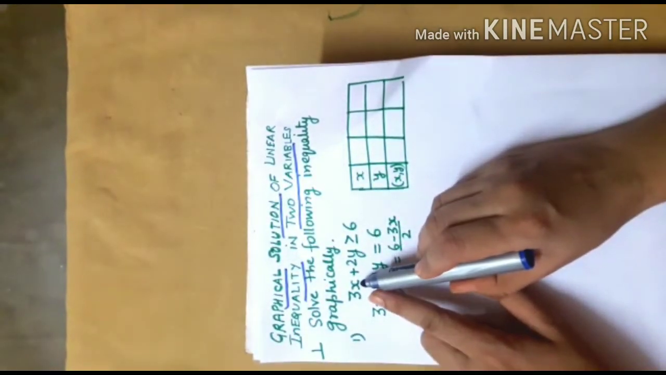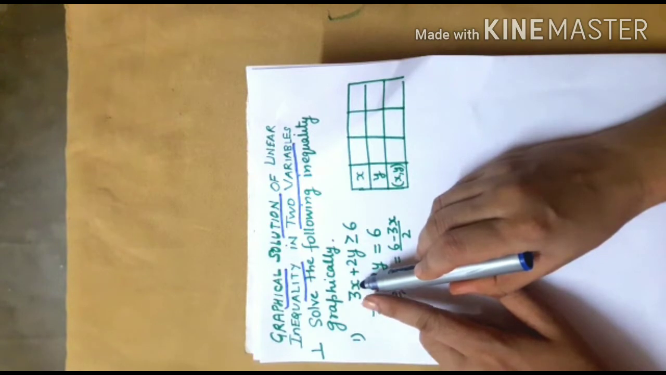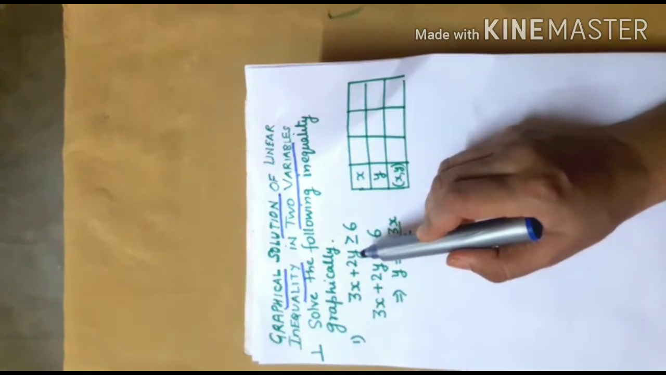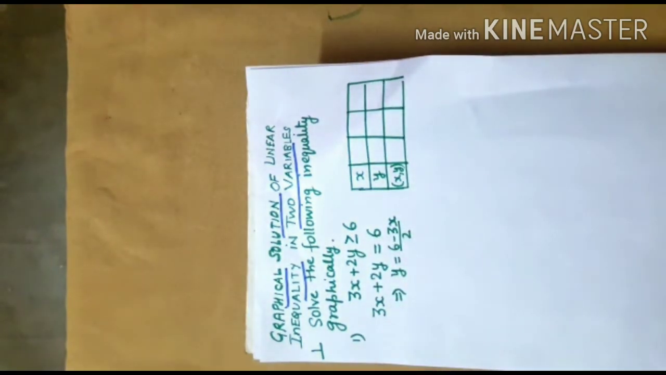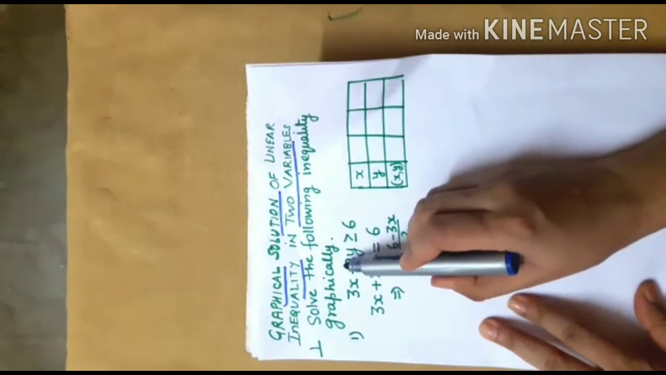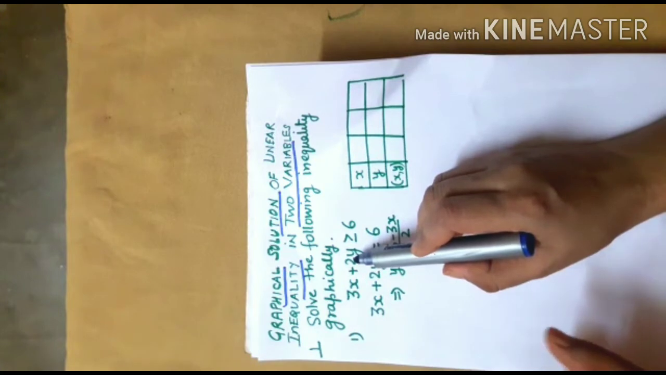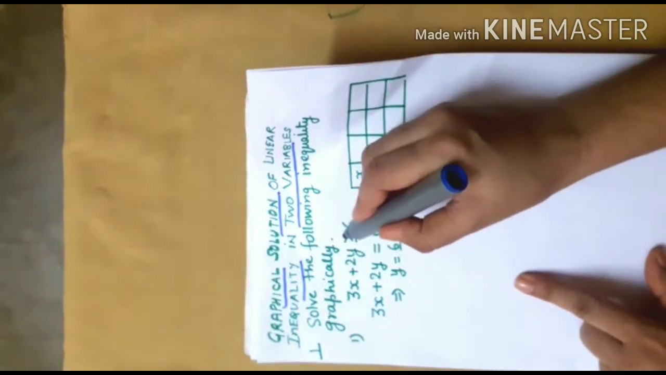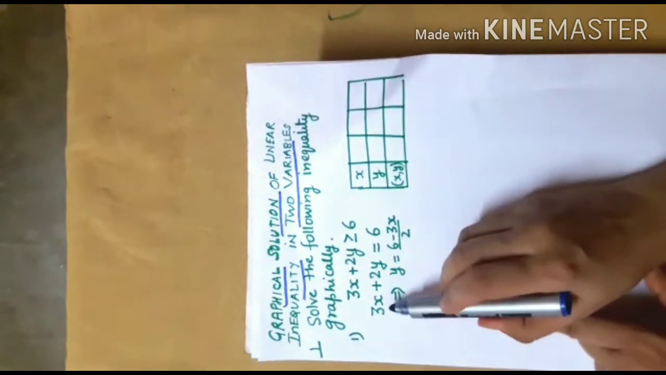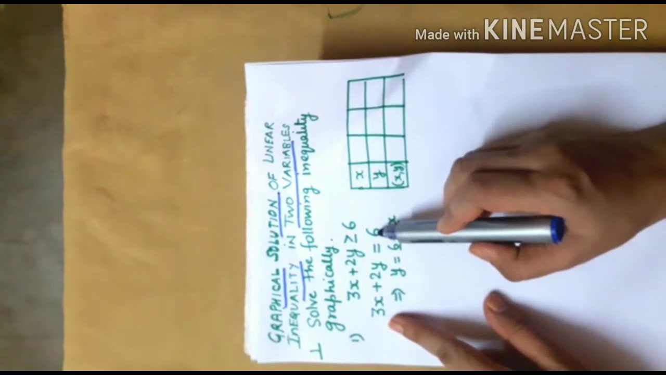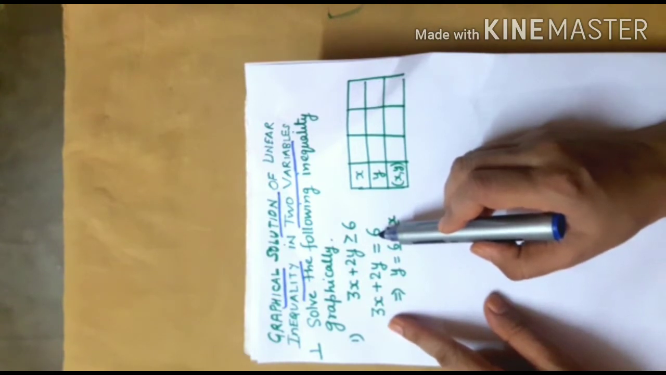I need to find all the values of x and y which when substituted in this inequality make it a true statement. And I want to find the solution using the graphical method. So, what we do? First, we convert this inequality into a statement of equality. That is, I'll replace this sign with an equals to sign. So, I'll get 3x plus 2y equals 6. Now, it is a linear equation in two variables. And yes, you learnt in class 10th that its graph will be a straight line.